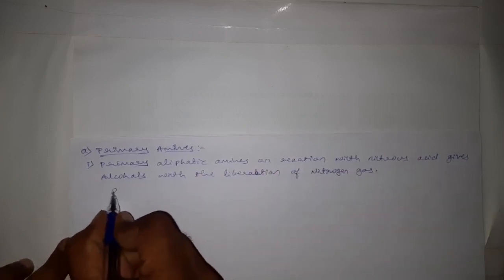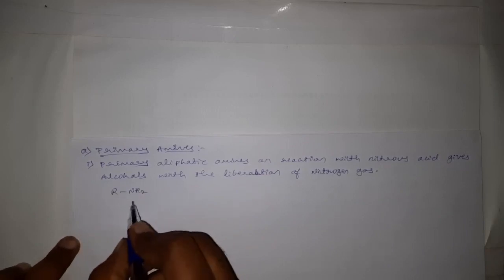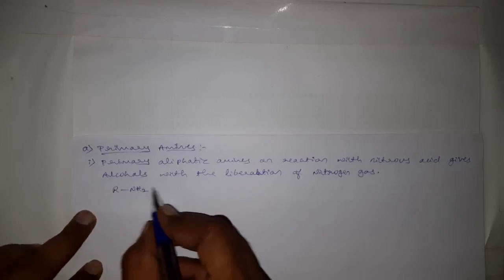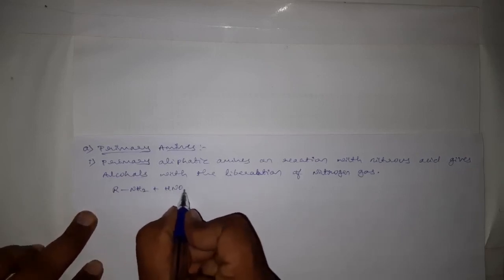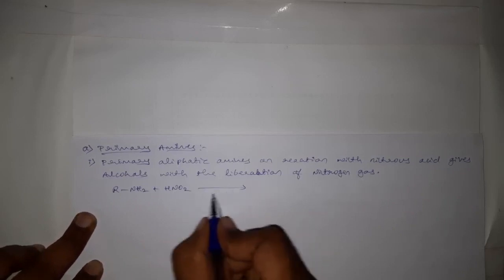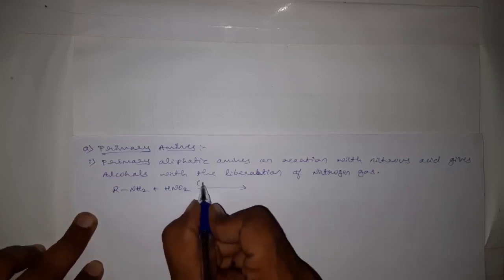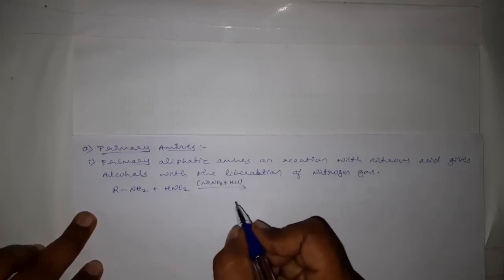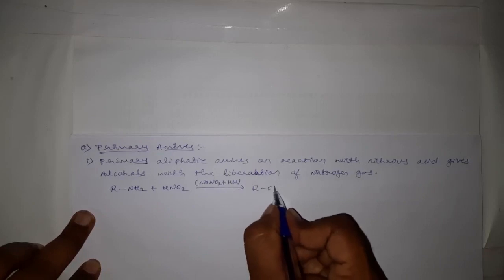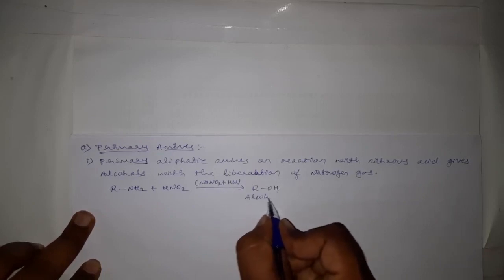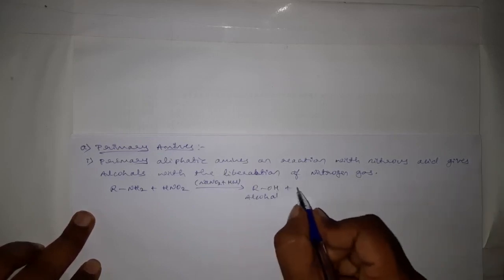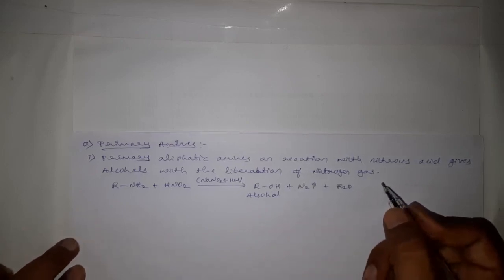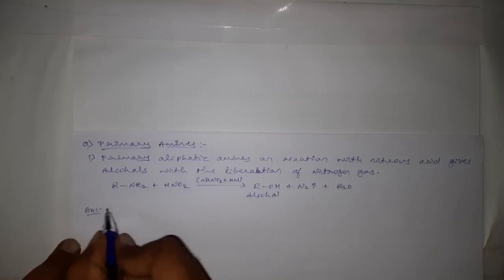See, the general reaction we can write: RNH2 is the formula for a primary aliphatic amine. Here R is an aliphatic group. When these are treated with nitrous acid, and how is this HNO2 forming? By the reaction of sodium nitrite with hydrochloric acid, HCl. Here we will get ROH, alcohol, along with the liberation of nitrogen gas and a molecule of water. For this we can write some examples.